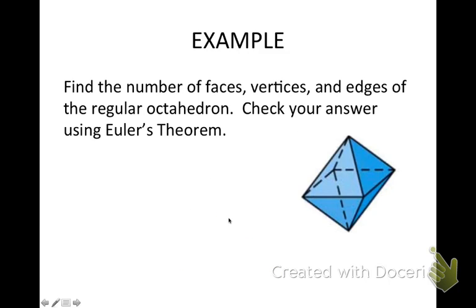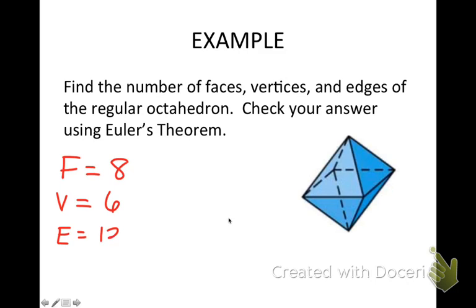Okay. All right, last example. This is a diamond, right? We want to identify the number of faces, vertices, and edges, and then check it using Euler's theorem. So, octahedron. Gentlemen, stop talking. How many faces do we have? Does everybody count 8? Yeah. How many vertices do we have? 6. Everybody getting 6 vertices? How many edges do we have? 12. Is everybody getting 12 edges?